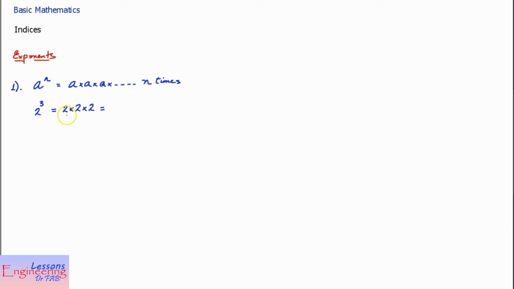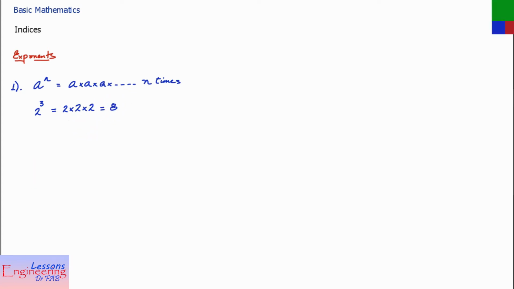The product of these three entries is 2 times 2, which is 4, and further times 2 is 8. Therefore 2 raised to 3 is 8.